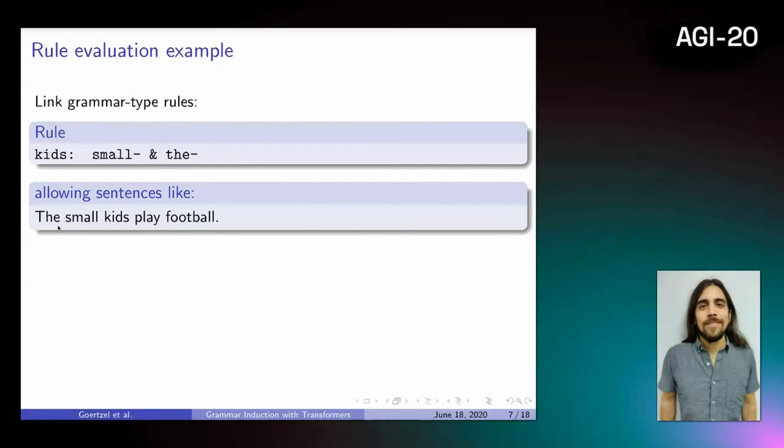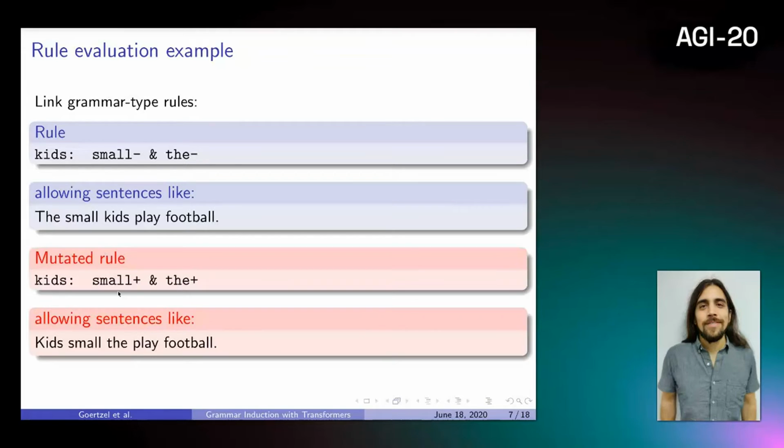So it can create sentences like this one, the small da kids, because both small and da are connected to the left of kids. And then we can modify this rule, let's say try to break the rule or create the opposite rule. For example, small plus and da plus, which means that these words connect to the right of kids. So it will create sentences like this one: kids small da play football. The order of the words is also encoded in this rule.